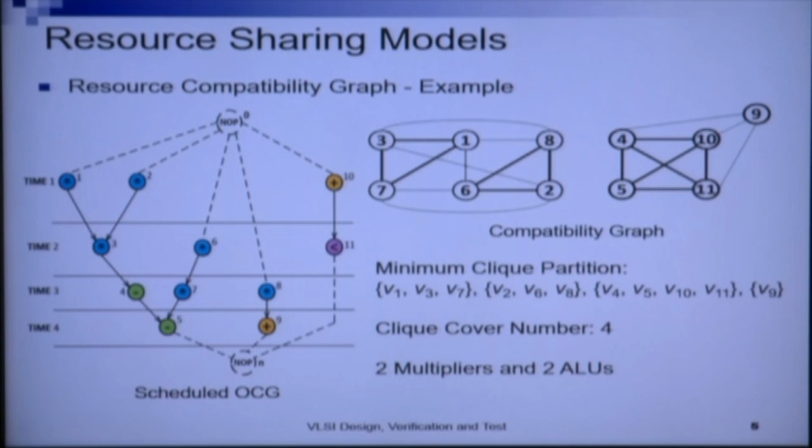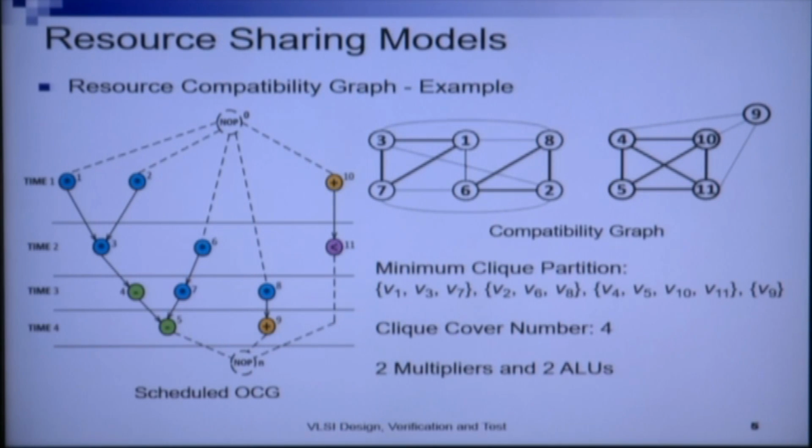Now, this is a scheduled operation constraints graph on the left, and on the right we have the corresponding compatibility graph. In this graph, we see that operation 1 and operation 3 share an edge. Why? Because operation 1 and operation 3 can be implemented by the same resource type, multiplier, and they are scheduled in different time steps, 1 and 2 in this case. Similarly, 1 and 7 are also compatible. Why? Because 1 and 7 are two operations that can be implemented by the same type of functional unit, multiplier again, and they have been scheduled in different time steps, here time step 1 and time step 3. Likewise, all operations which share an edge are compatible.